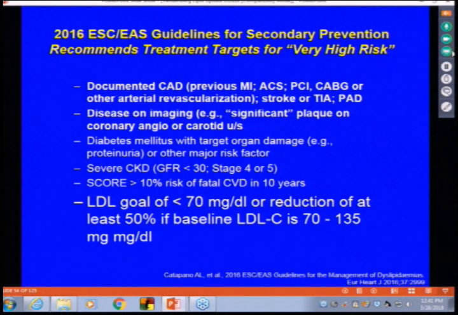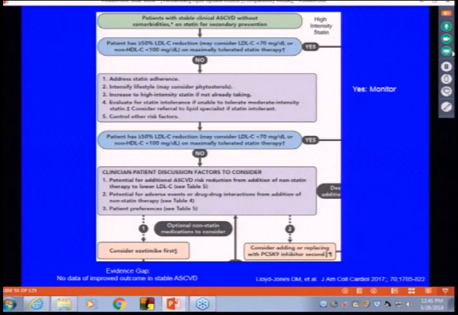The European guidelines said the same thing. They came out in 2016. We want targets. The American College of Cardiology came out last year with an update. Again, they're going with targets: LDL under 70 for secondary prevention.